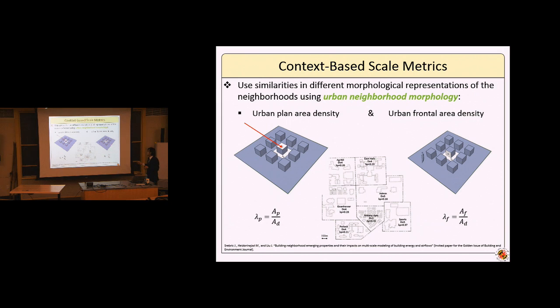There's another one, the urban frontal area density, that's just the area being blocked by the other buildings. I don't want to emphasize on this in this presentation. But here it shows part of the Pennsylvania State University campus having different urban plan area density depending on how far or close the buildings are.